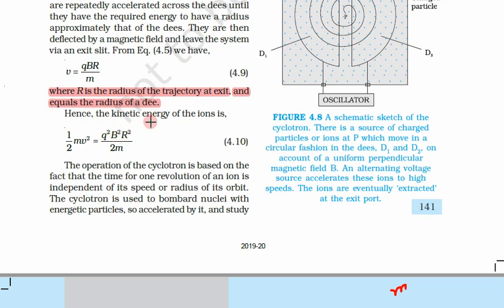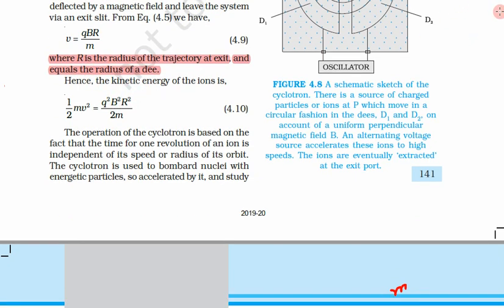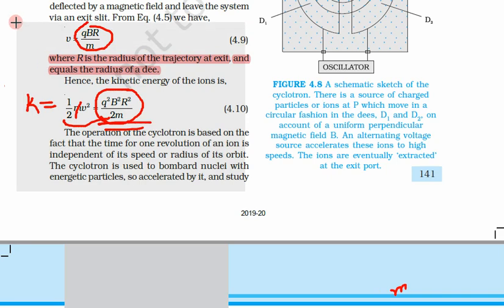Now what is the kinetic energy of the ions? Kinetic energy, we know that kinetic energy is equal to half mv square. So half mv square, if you square this, is q square B square R square upon m square. The 2 is from here and one m cancels out. So this is q square B square R square by 2m. That is the kinetic energy.